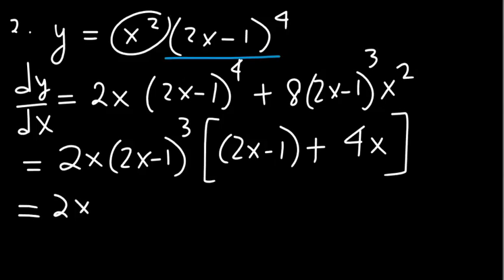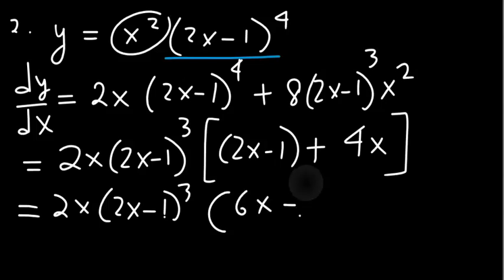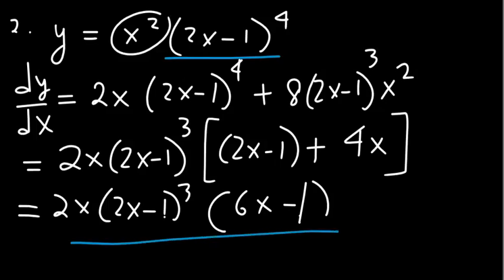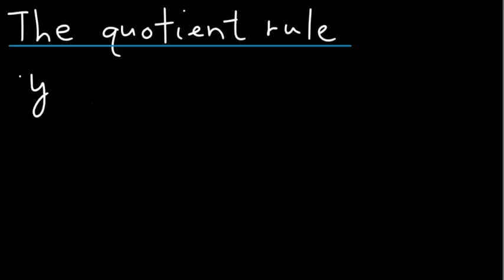And simplifying further, you get the result to be 6x minus 1. And this is the final answer we are looking for. Now let's look at the quotient rule.